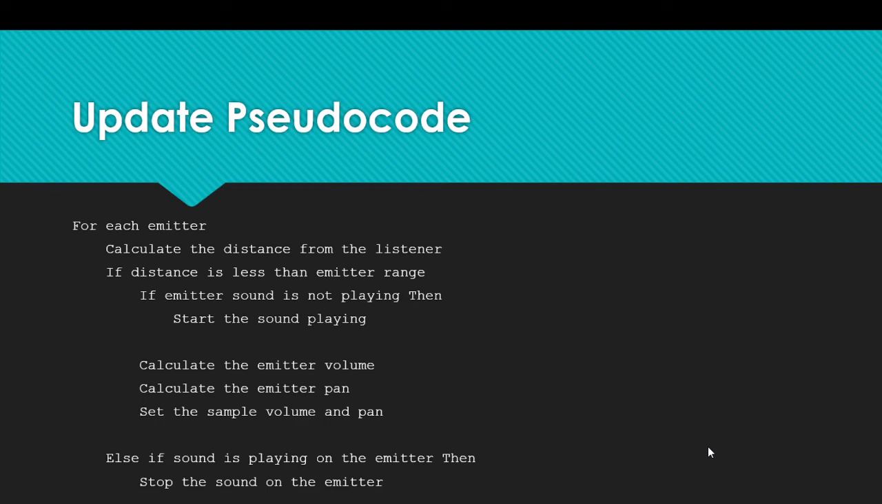And here's a little bit of pseudocode just describing what the system does. It loops through the emitters, it calculates how far the emitter is from the listener, and then if it's in range, it takes responsibility for starting the sound, and also calculating the emitter volume and pan, and setting those on the sample.